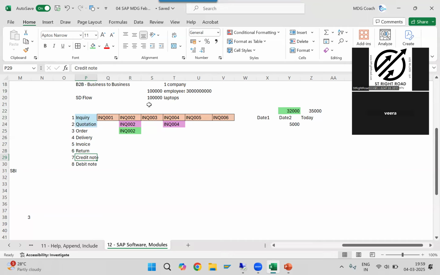Let's say you paid less amount, they will give you a debit note. They will give you some buffer time like 30 days or 40 days. Within that time, you have to pay the remaining amount, or else they are going to charge 4% interest on the total amount. That is debit note. Clear? Clear. This is SD flow.